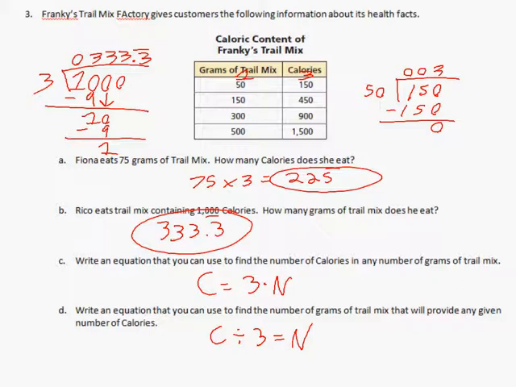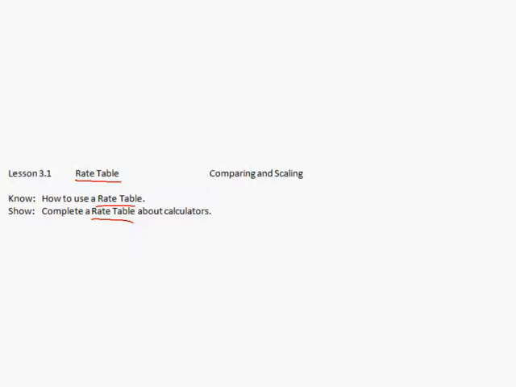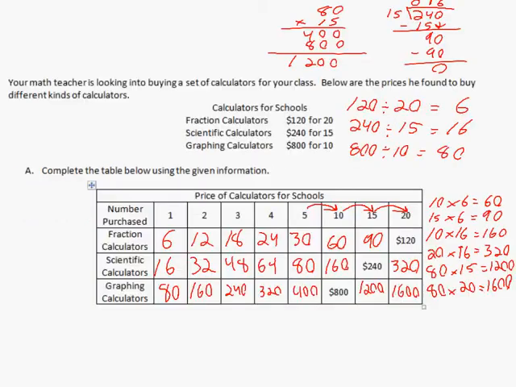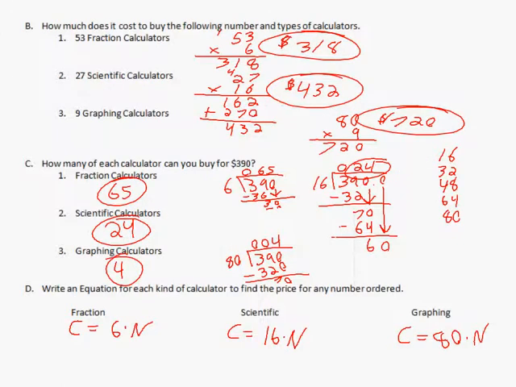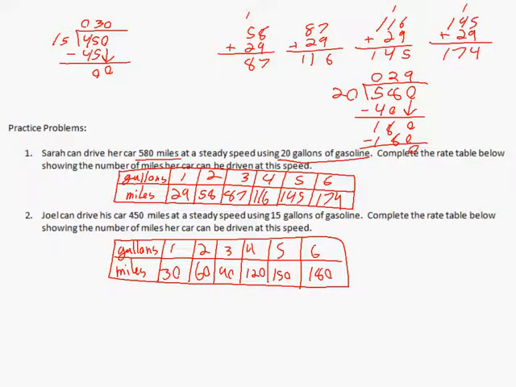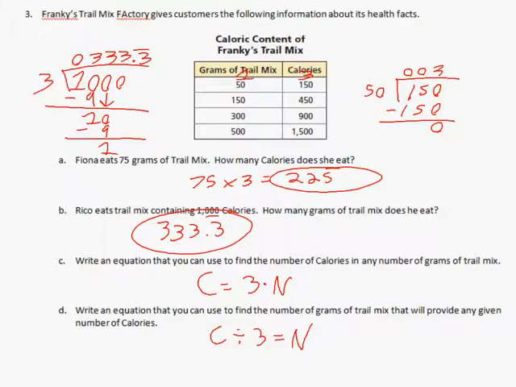Let's go ahead and go back through the video and double check that we filled everything in correctly. This was lesson 3.1, talking about rate tables out of comparing and scaling. We talked about and filled in the rate table for the number of calculators. We calculated some information about the calculators, not even using a calculator. The practice problems had you build rate tables and calculate miles per gallon. And lastly, we talked about the calories inside food. So this is the end of lesson 3.1. Up next is lesson 3.2 of comparing and scaling.